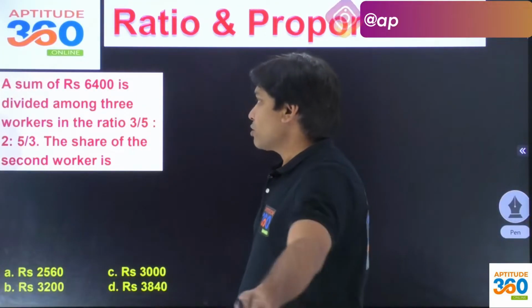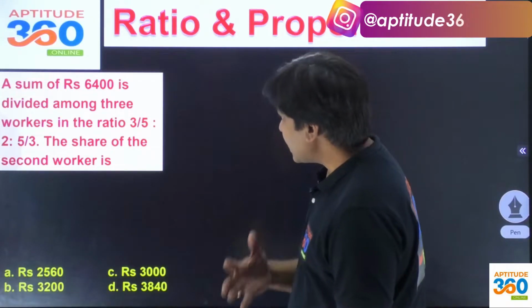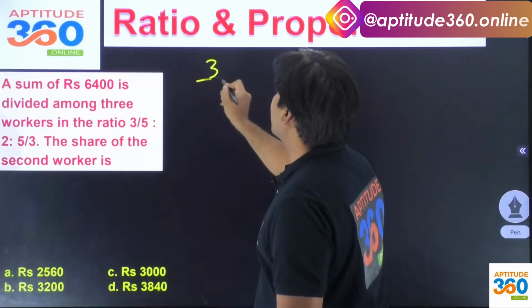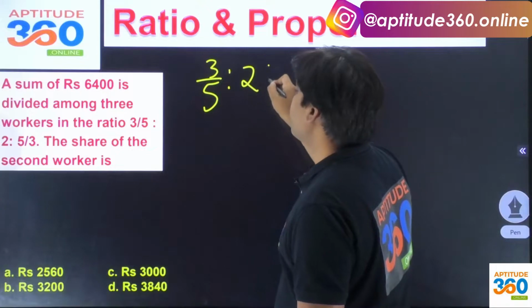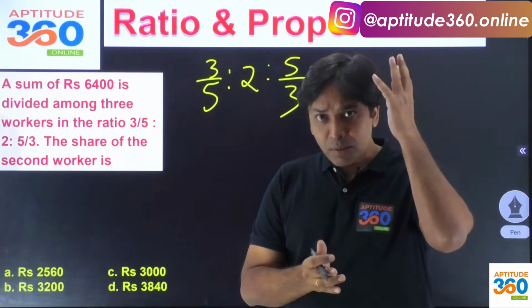Solve this question, pause the video, try to solve this question on your own. A sum of ₹6,400 is divided among 3 workers. Now in what ratio is it divided among these 3 workers? 3/5, 2 and 5/3.